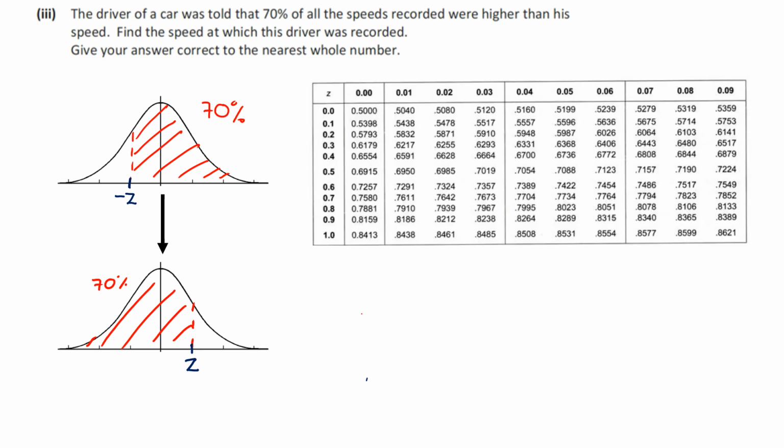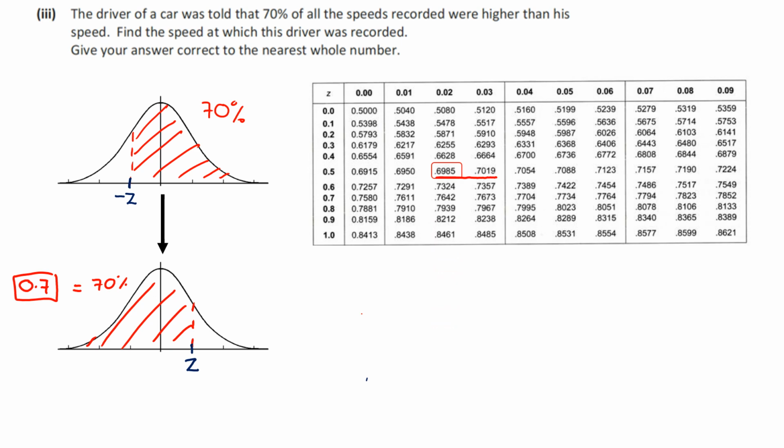So here's my little table here, and we're trying to find something as close as possible to 70%. The body of the table, that's going to be 0.7. So is there a 0.7? No, but we're going to be somewhere in between these two. So we're going to actually choose this one here because it's closer.